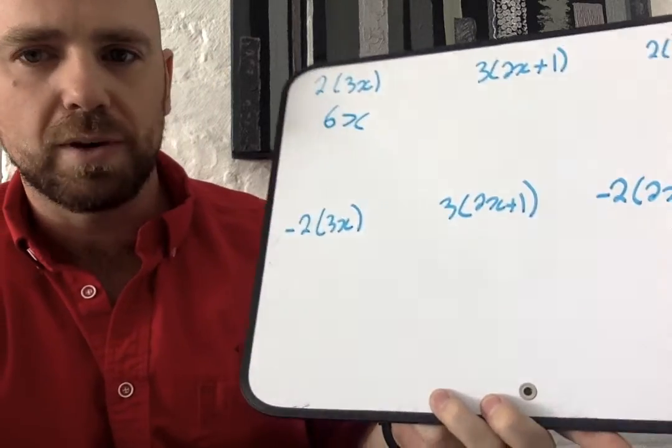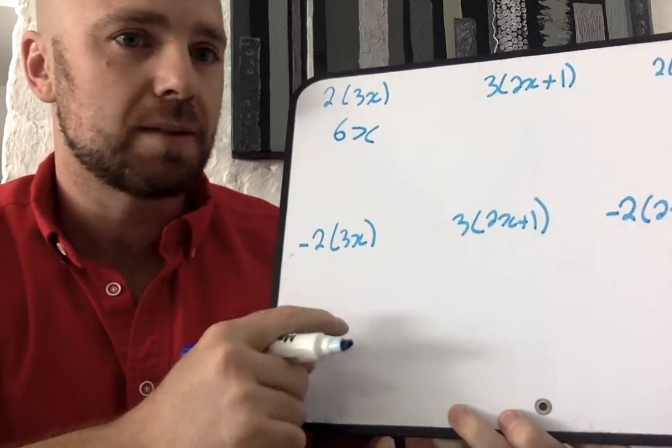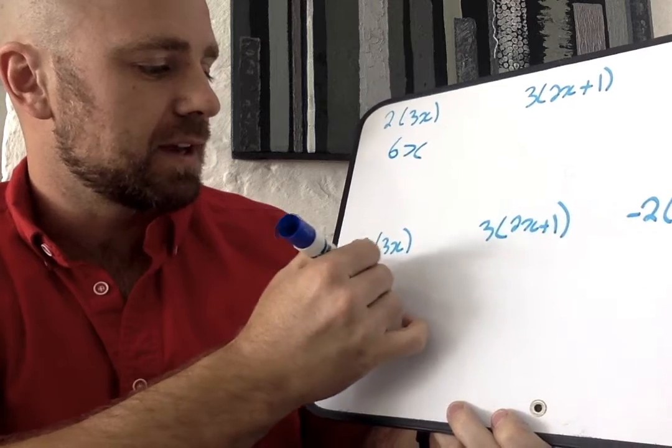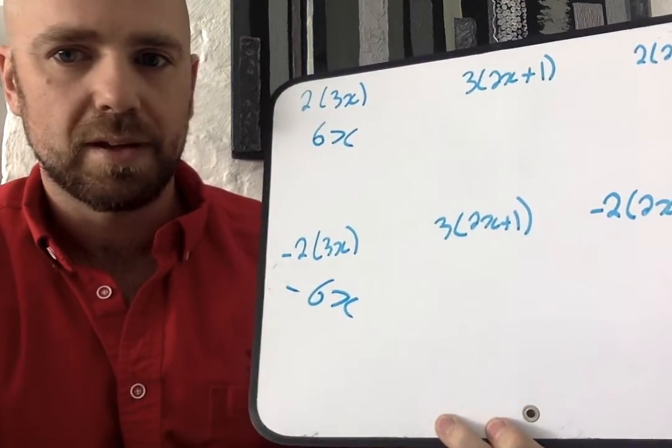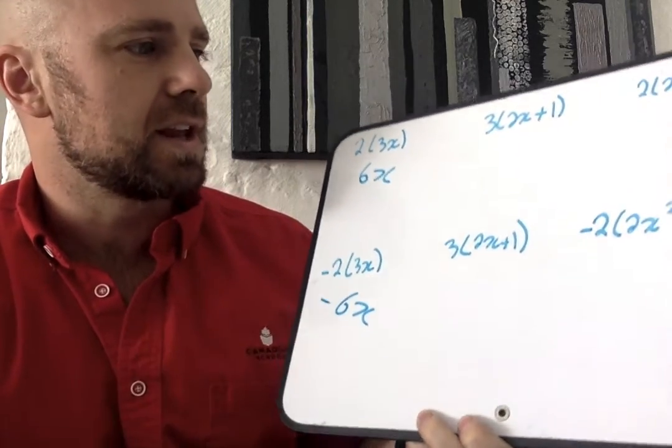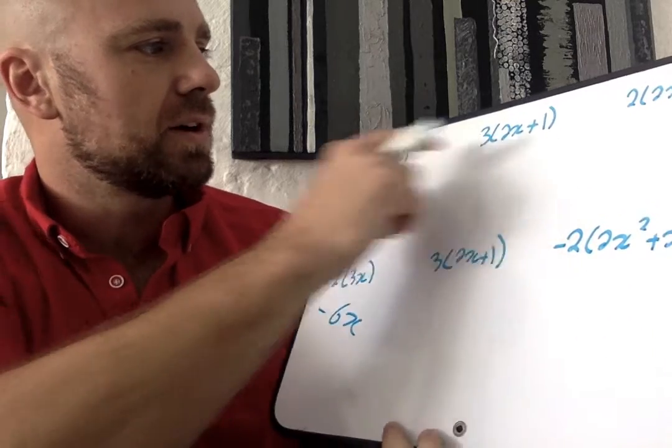In this one down here, we have negative. So 2 times negative 3 is negative 6x. Okay, so the difference is just the negative that goes along with it. I'll do this one here.